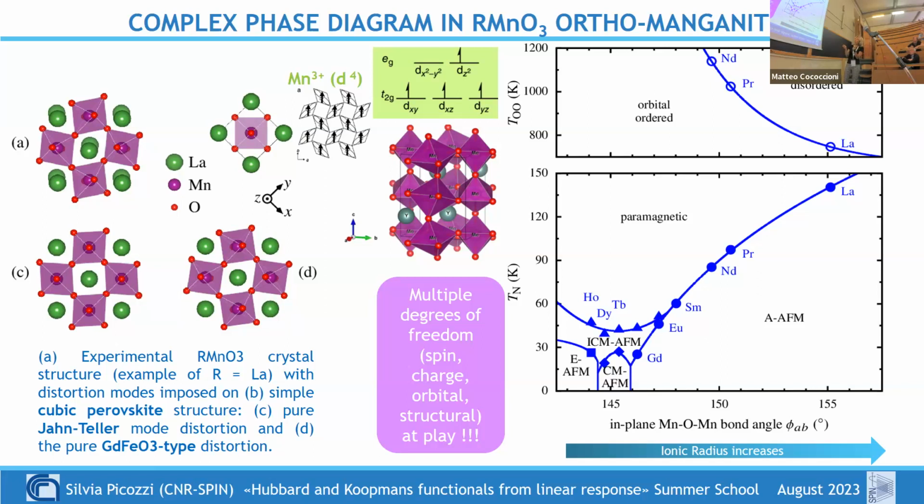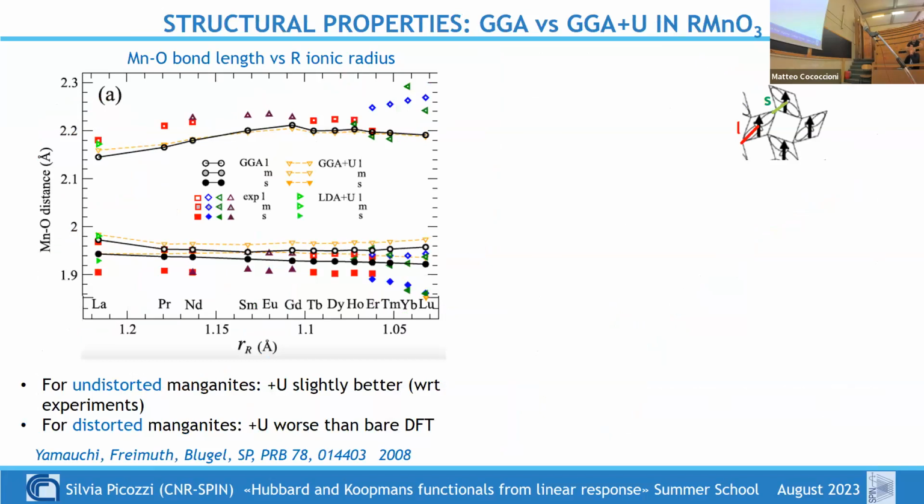As your rare earth ionic radius becomes smaller, your octahedra tilt more, and your exchange becomes more frustrated, more, let's say, helices and spirals. In this region, you actually have antiferroelectric order. So again, if I do use a U or not, what happens?